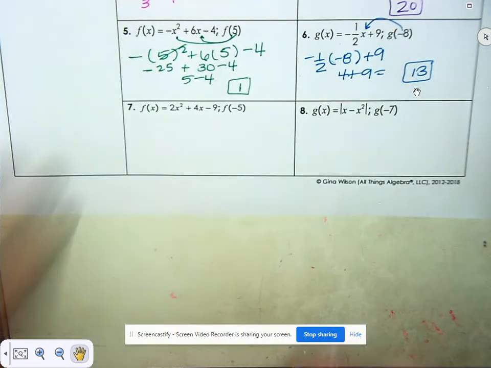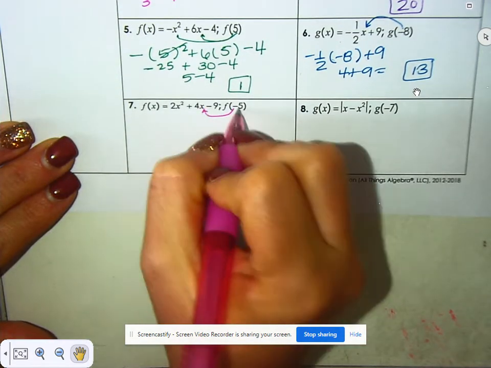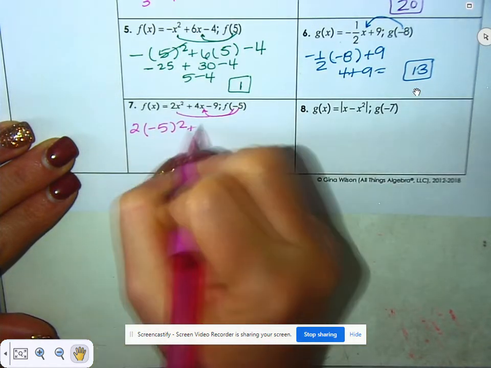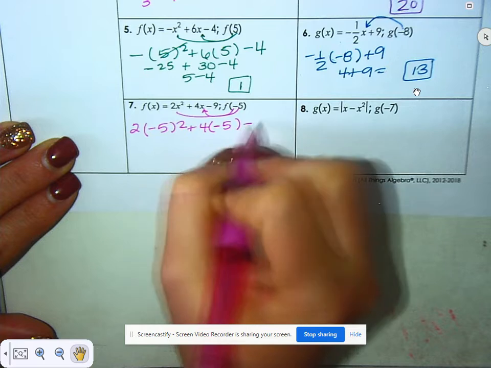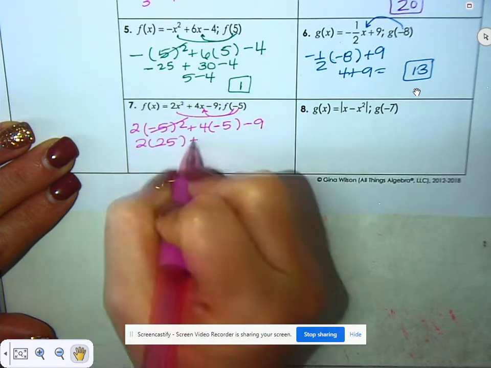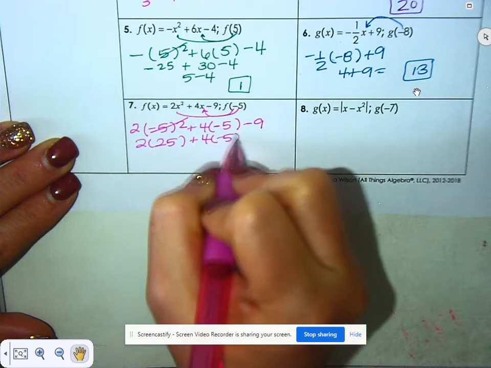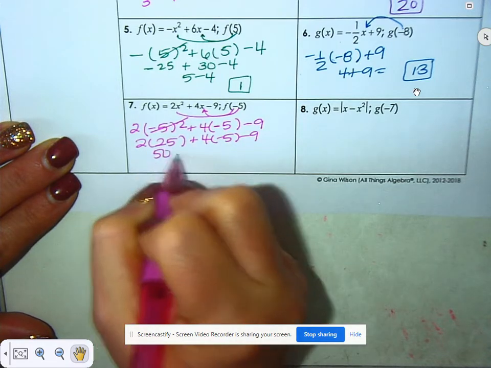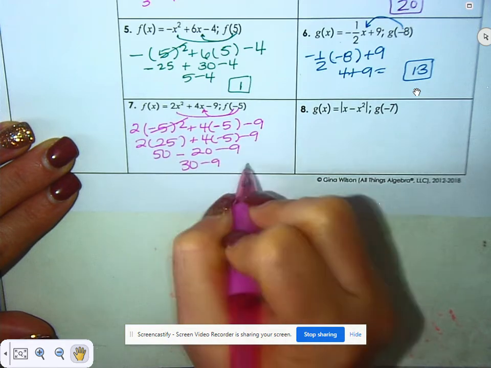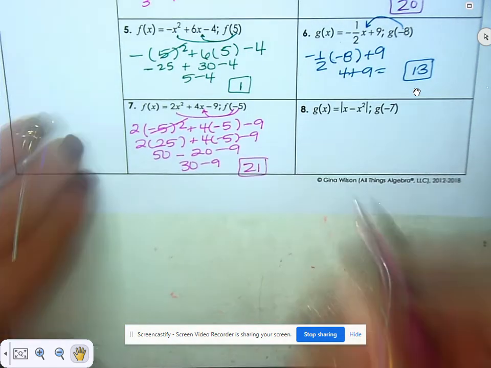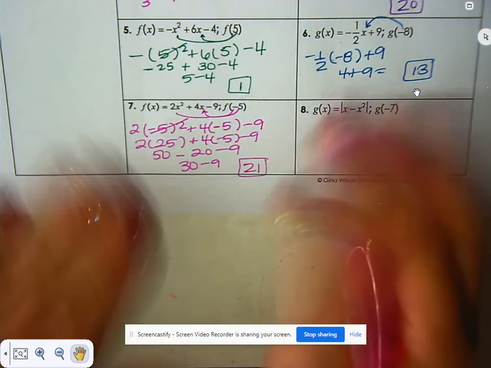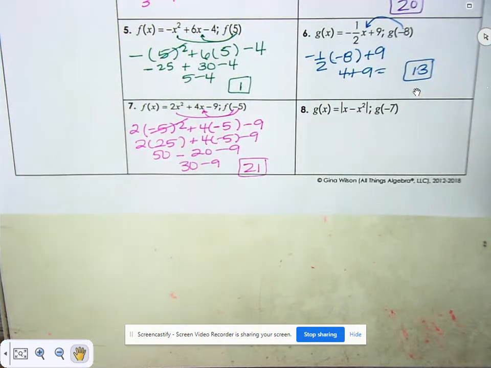Again, there's two x's here, so we're going to put it in for both of them. 2 times negative 5 squared plus 4 times negative 5 minus 9. Negative 5 squared gives me 25. That gives me 50 minus 20, which is 30, and 30 minus 9 is 21. Step by step, literally. It's like a funnel. You start here and you're funneling down to one number.